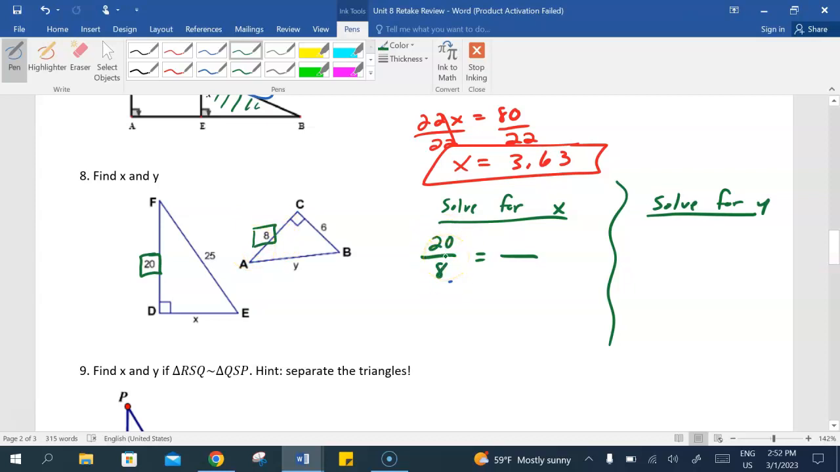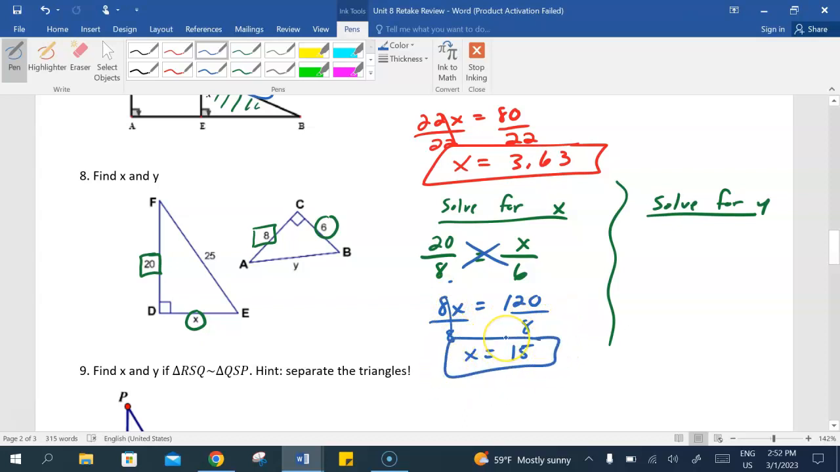Now for the next one, I want to see what matches up with x, because I'm solving for x first. So x matches up with 6. Since I started with the bigger triangle, x will go on top, 6 would go on the bottom, and then cross multiply. So I have 8x is equal to 120. Divide both sides by 8. X is equal to 15.